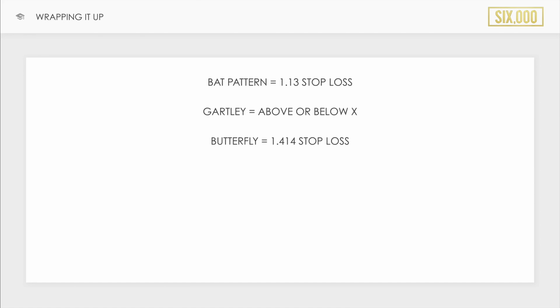Alright, let's just wrap it up for today. It's been another successful module from day 12 part 1 all the way to part 2. We've covered a lot of useful information, and we now know that we need to use a stop loss and we need to use a take profit level when trading. The bat pattern stop loss is 1.13. The Gartley is above or below X. The butterfly is 1.414, either just above or just below that level. And the crab pattern is 2.0, a solid 2.0 stop loss.